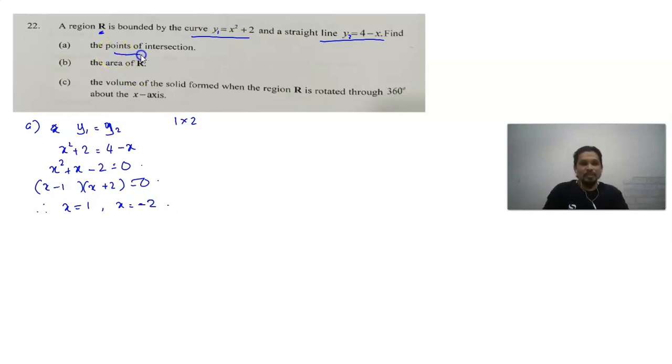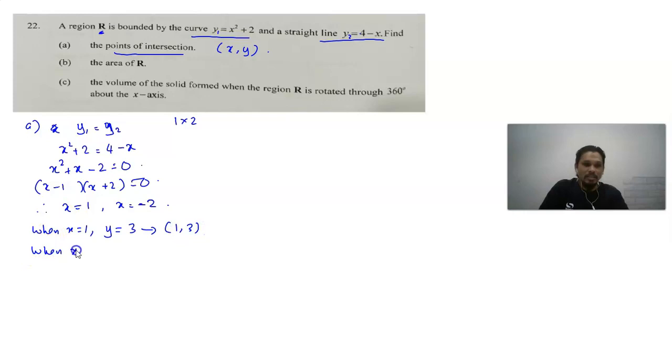The point of intersection is a combination of x and y. So it's not complete here, we need to find the value of y. When x equal to 1, you may substitute x equal to 1 either here or here, it's up to you. So y equal to 4 minus 1 equal to 3. So the coordinate is 1 and 3.